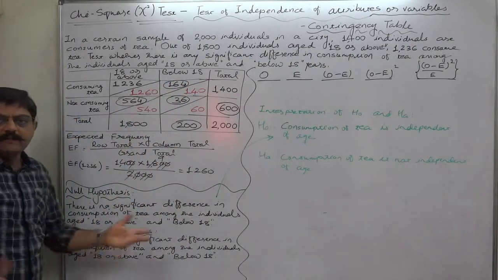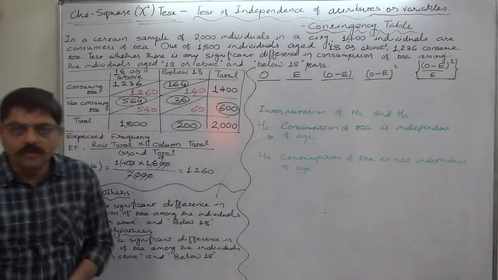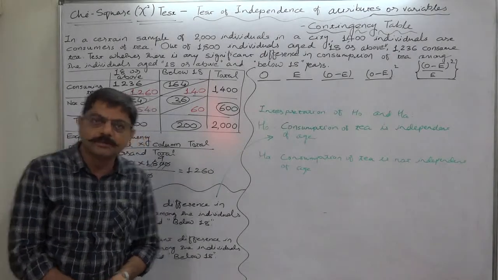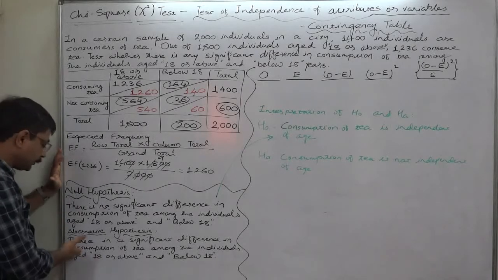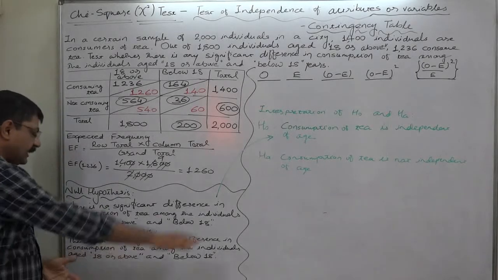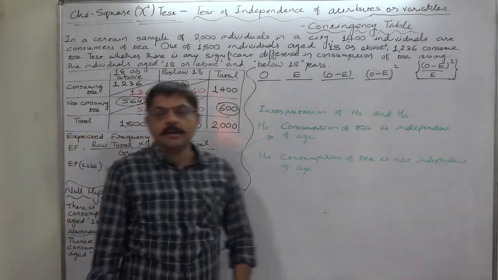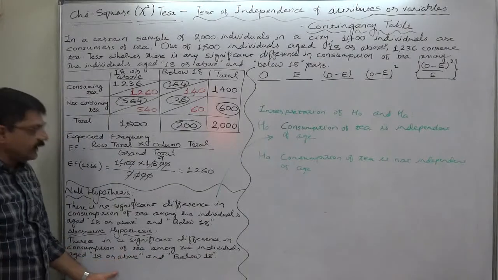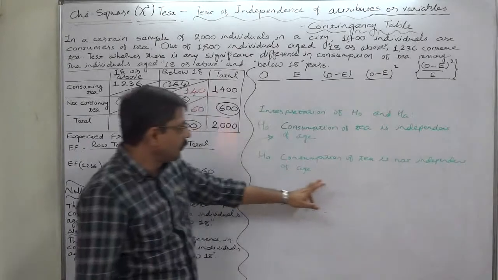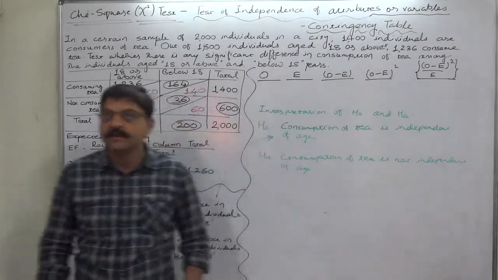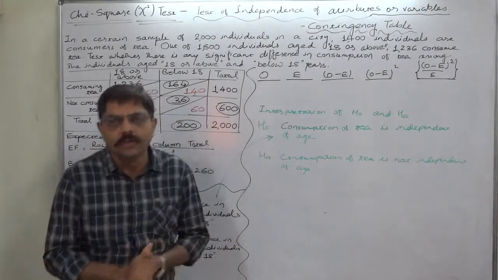Similarly, the alternative hypothesis is the counter argument against the null hypothesis, and it is always exactly opposite to the null hypothesis. In the null hypothesis there is no significant difference, so in the alternative hypothesis there is a significant difference in consumption of tea among the individuals aged 18 or above and below 18. The interpretation of this alternative hypothesis can be: consumption of tea is not independent of age. That means age affects the characteristic of consuming tea or not consuming tea.